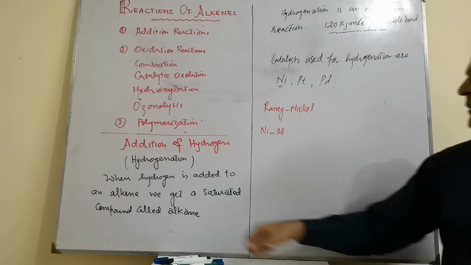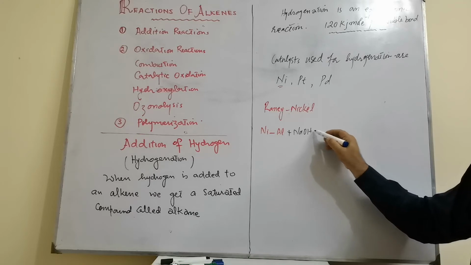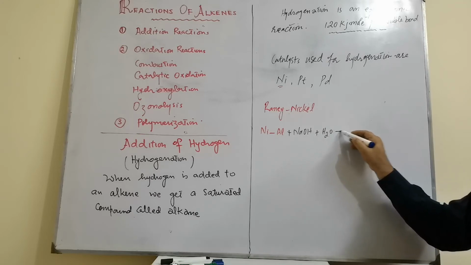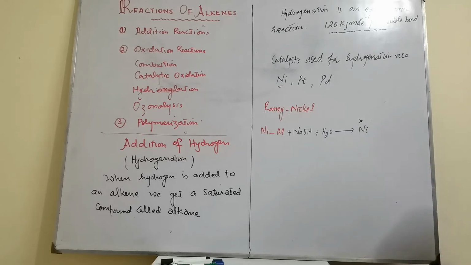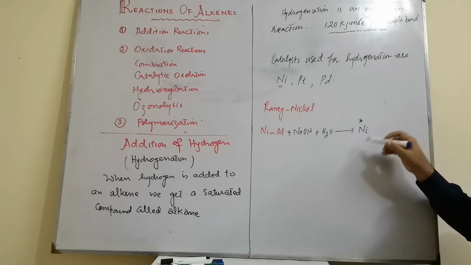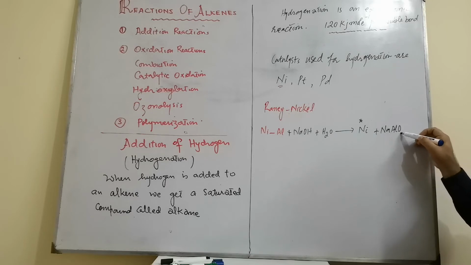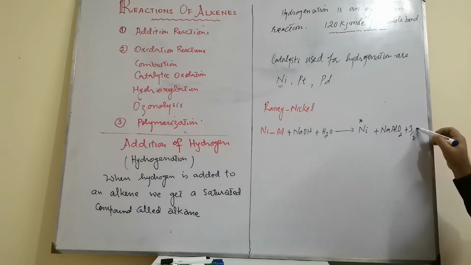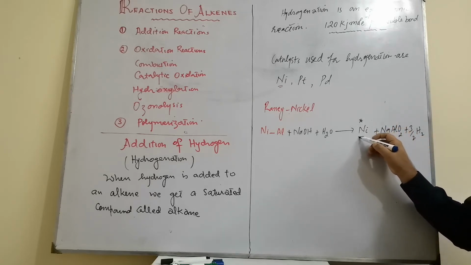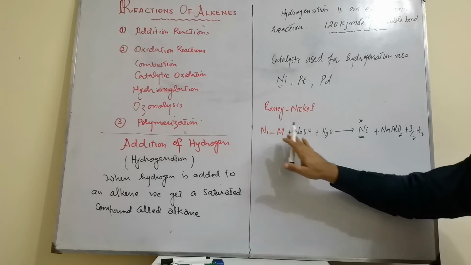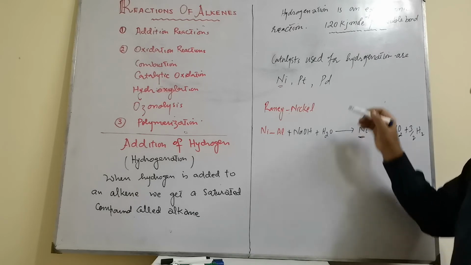When it is treated with caustic soda, that is your NaOH, and water, in the presence of water we get this nickel. This nickel is an activated one. Now its reactivity is increased. Along with it we get sodium aluminate and hydrogen. This nickel is called Raney nickel. When the alloy is treated with caustic soda in the presence of water, nickel's activity is enhanced as a catalyst.